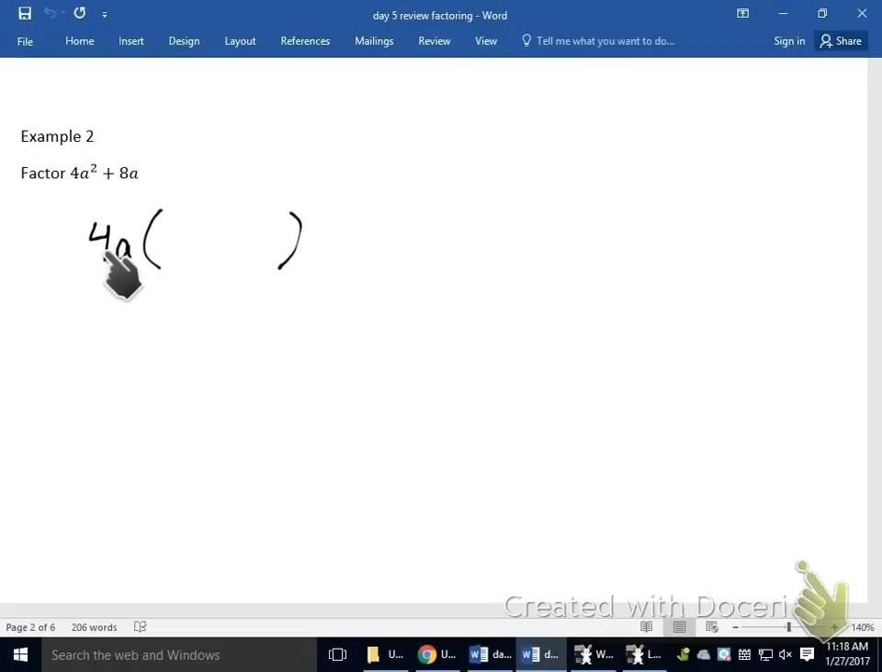4a squared divided by 4a will be 1, and a squared divided by a to the first, that's where you subtract your exponents. So 2 minus 1 is a to the first power. Now, I could have just written an a there. In fact, that's probably what I prefer to see. There we go. Now, I'm going to put the plus sign, and I'm going to factor out the greatest common factor from the 8a. 8a divided by 4a. First of all, the a's are going to cancel, so you're left with 8 divided by 4 is 2. And this is my correct answer.